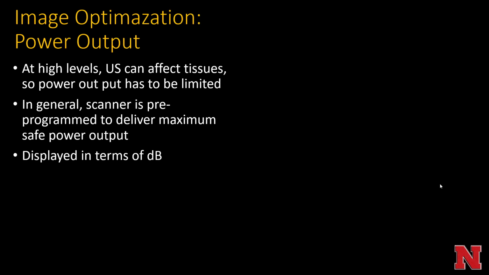Image optimization, power output. At high levels, ultrasound can affect tissues, so the power output has to be limited. In general, the scanner is pre-programmed to deliver maximum safe power output. So you don't really have to think about this. Even for things like early OB fetal imaging, inherently diagnostic imaging is set up to have a safe power output. The machine does it for you. It's displayed in terms of decibels.